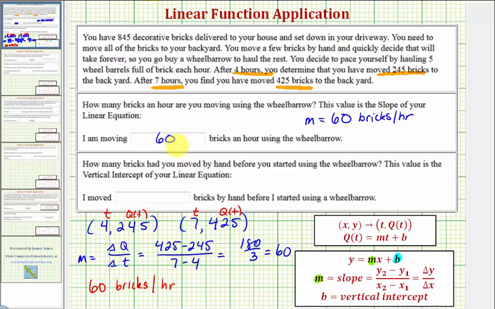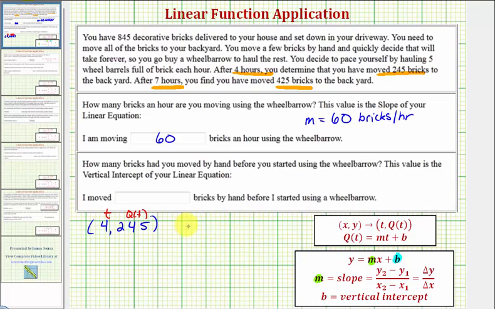If we now know that you're moving 60 bricks per hour, and after 4 hours you've moved 245 bricks, we can use this information to work backwards to determine how many bricks you moved at the start, which would be at 0 hours. So we'll go ahead and use this first point, and the fact that we know the slope is equal to 60. So if we wanted to determine how many bricks you had moved at 3 hours, we'd have to subtract 60 one time. If we wanted to determine how many bricks you had moved after 2 hours, we'd have to subtract 60 two times, and so on.